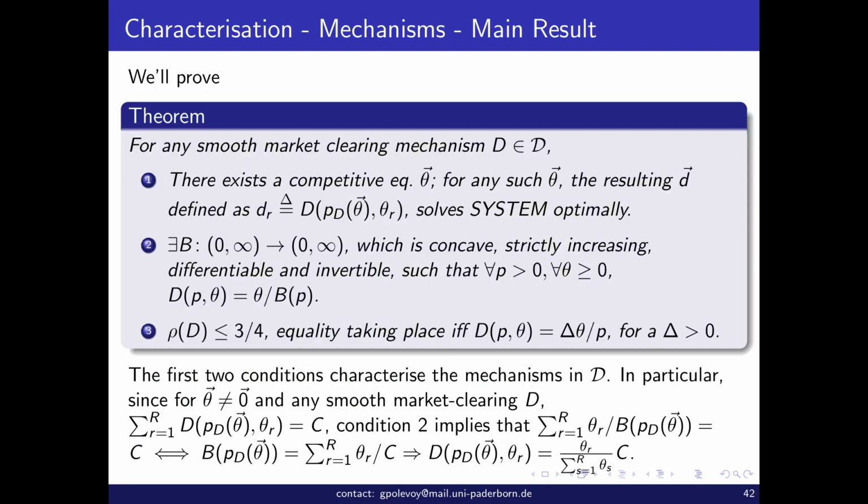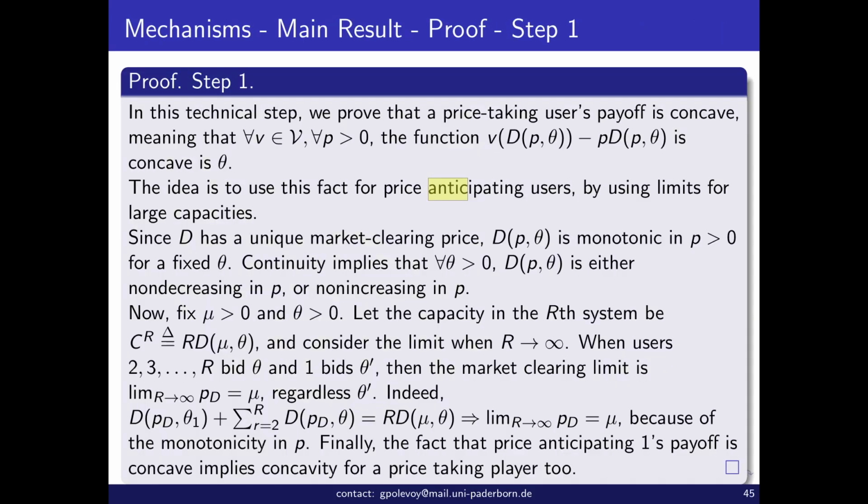Now, assuming that for price anticipating users, we're going to prove it for price taking users using limits for large capacity. Well, that's the idea. That's enough to know for this kind of proof because it's too long. But now let's see what exactly they did.